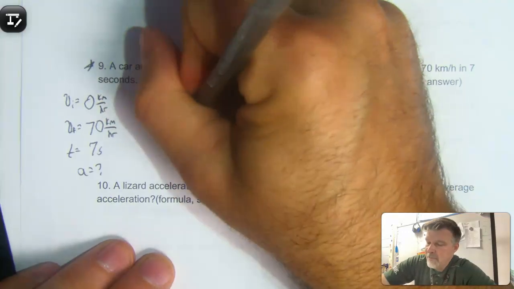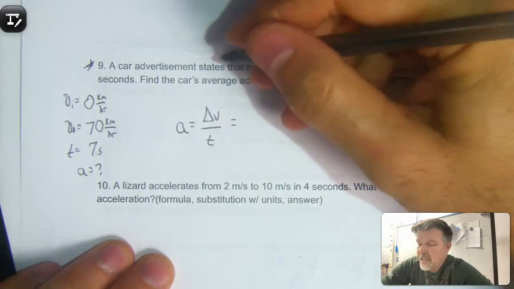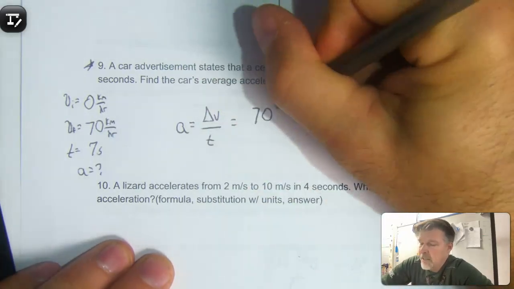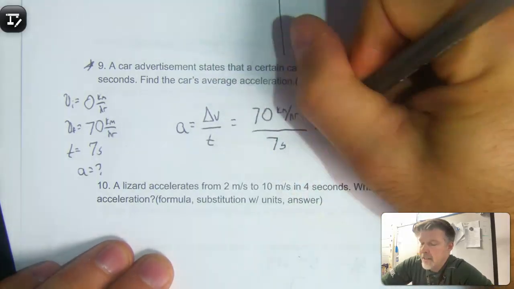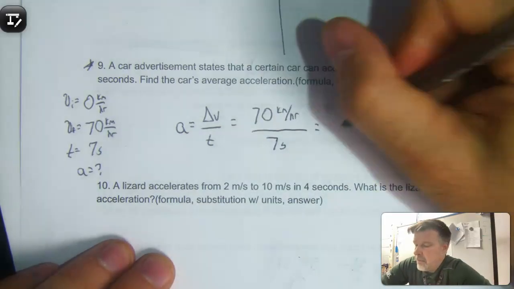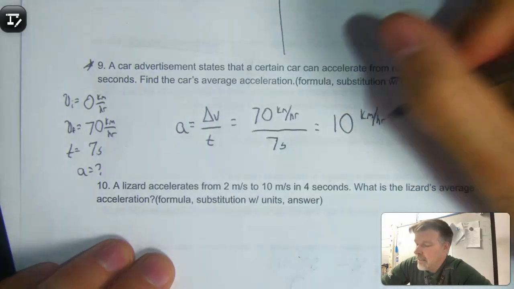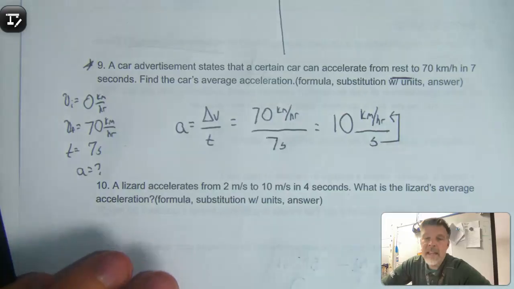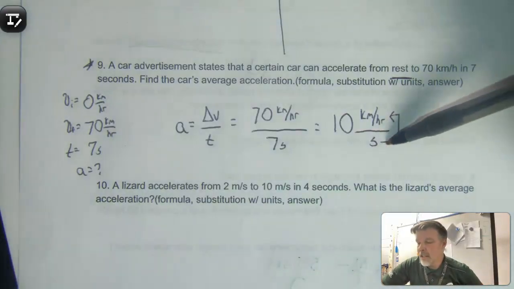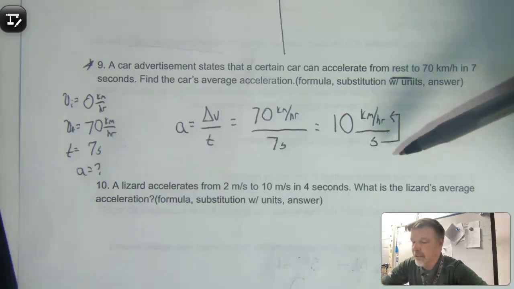So once again, we're looking for A. A is delta V over T. Formula, substitution, I went from 0 to 70. So my change in speed is 70 kilometers per hour. And I did it in 7 seconds. So the number is easy. 70 divided by 7 is 10. But the unit, you've got to think through the unit a little bit. 10 kilometers per hour per second. And again, this makes a lot more sense now that we know what that per means. It means every second you're speeding up by 10 kilometers per hour. So if you went 60 seconds, you'd be at 600 kilometers per hour. So it would just tell you that.